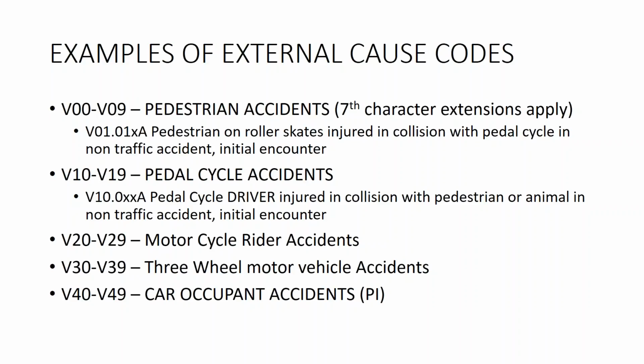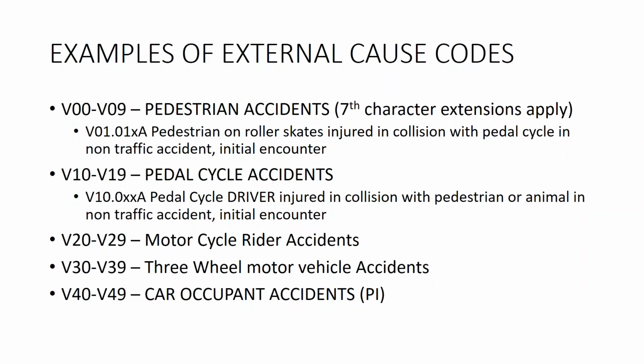So, for example, in Chapter 20, we have the V through Y codes, okay? And the V codes are generally accidents of certain types. So V00 through V09 codes would represent pedestrian accidents. In the external cause codes, the 7th character extension applies, so you always would need that 7th character extension in the external cause code.